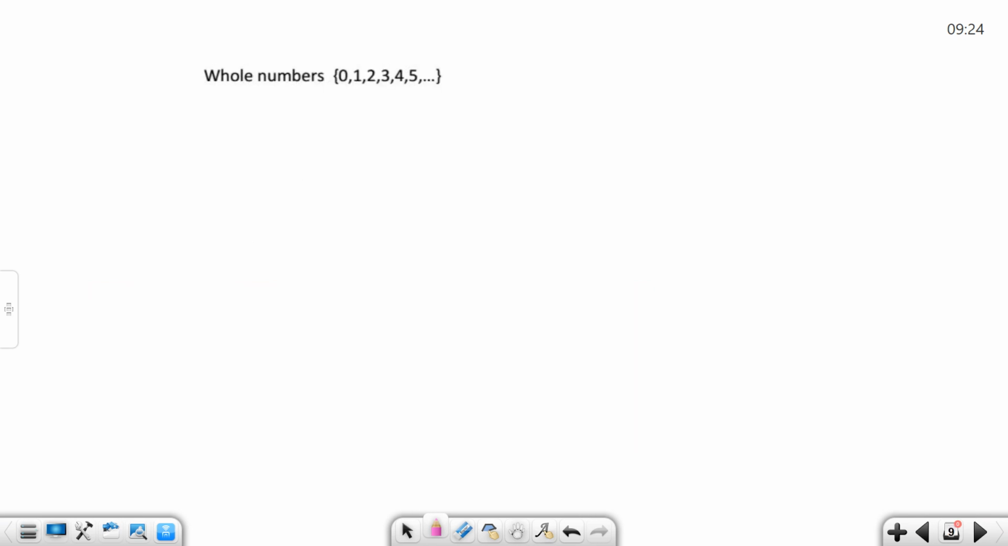Okay, and then it talks about the whole numbers. So you've got the whole numbers, the natural numbers, the counting numbers, and of course the main thing to know about them is that they're not fractions. Okay, so that's the main thing in that set to pay attention to.